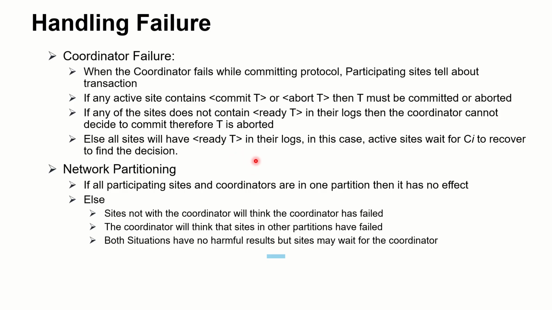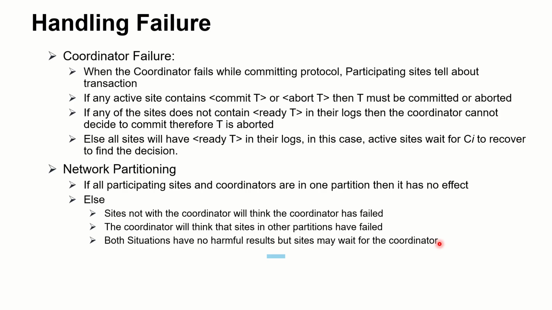And now network partitioning. What happens if the network is partitioned? If the network is partitioned and all the participating sites and the coordinator are in a single network, then there is no problem because they are already connected. Let's say the coordinator and some of the active sites have been separated due to the network partition. Then the coordinator will think that some of the participating sites have failed, so it will not proceed further.